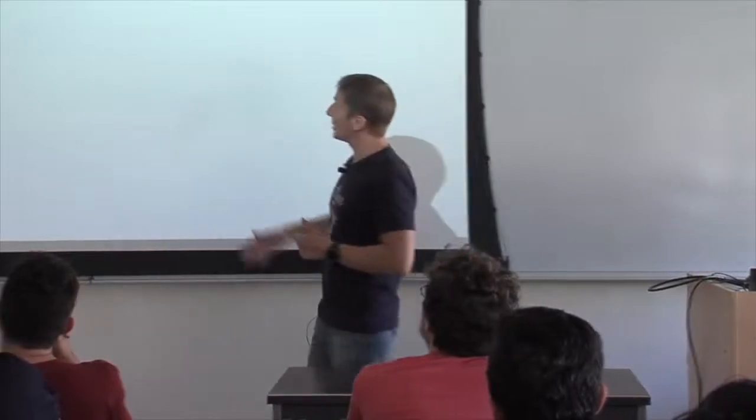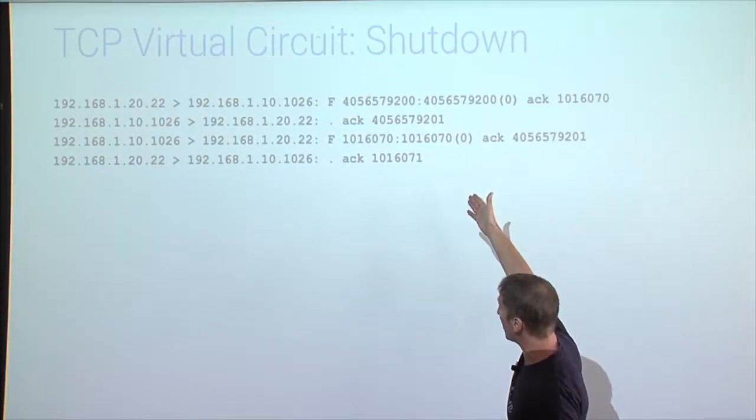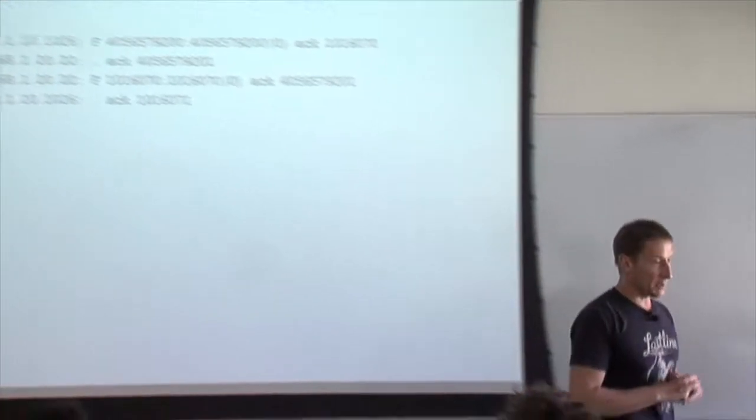So this is how a shutdown looks. The FIN in one direction, the acknowledgement, the FIN in the other direction. That's how tcpdump marks FIN packets, and the acknowledgement.